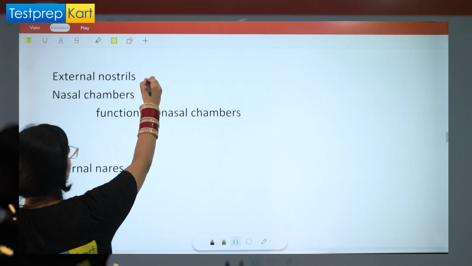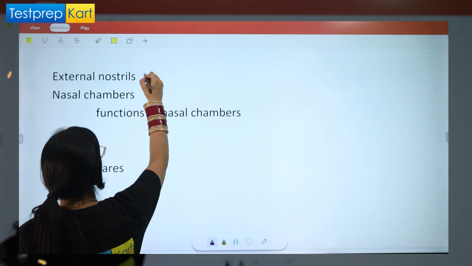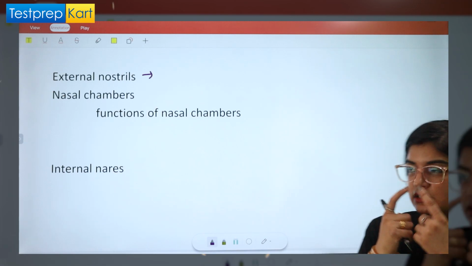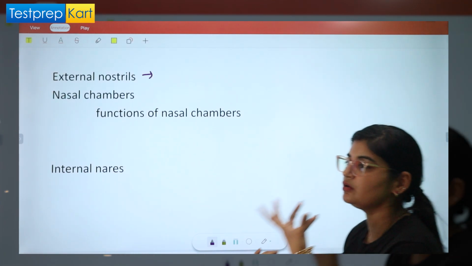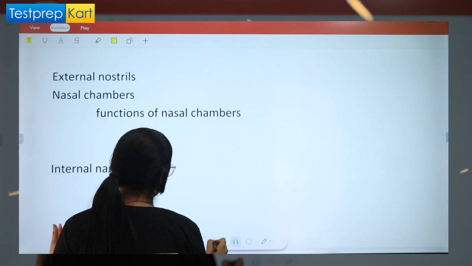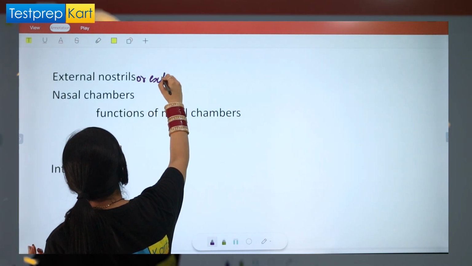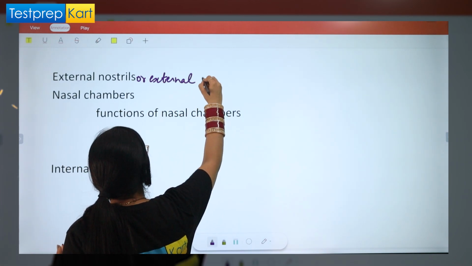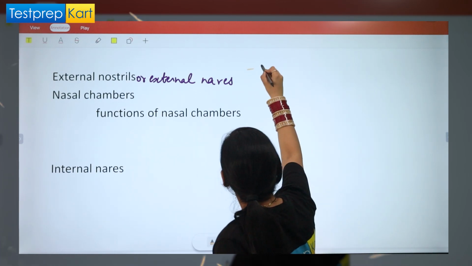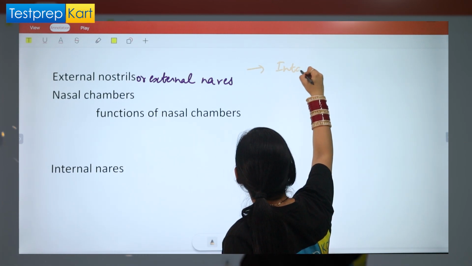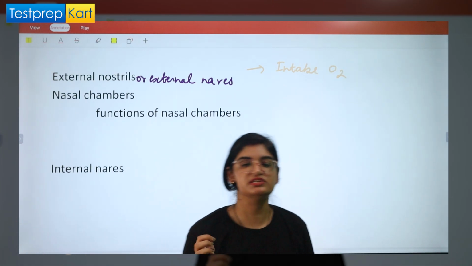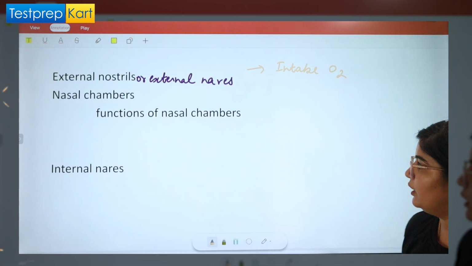When we talk about the external nostrils, we say that the external nostrils are the opening, right? We have two nostrils. These external nostrils, or we can also say external nares, are basically meant for the intake of air, or we can say intake of oxygen. So these two nostrils will take the air from the outside environment, right?